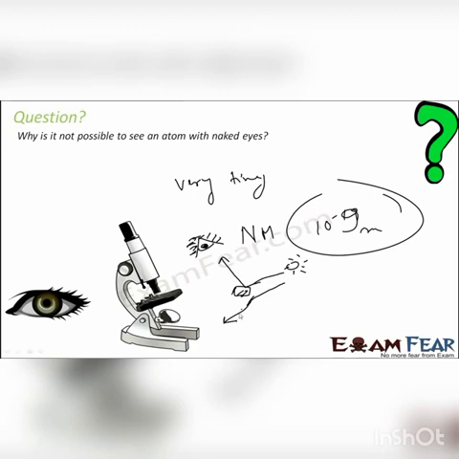Just understand that this is very small, so the object will not be able to reflect the light, and thus you will not be able to see it using naked eyes. You need high quality instruments, like a spectrometer, to see this. Okay.